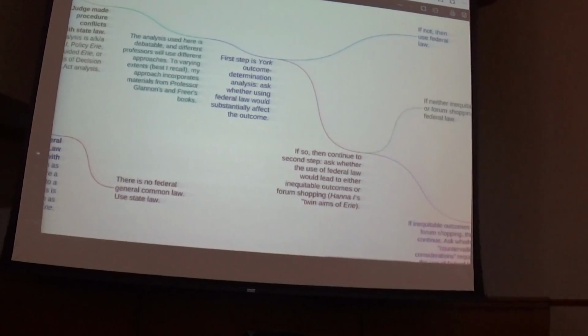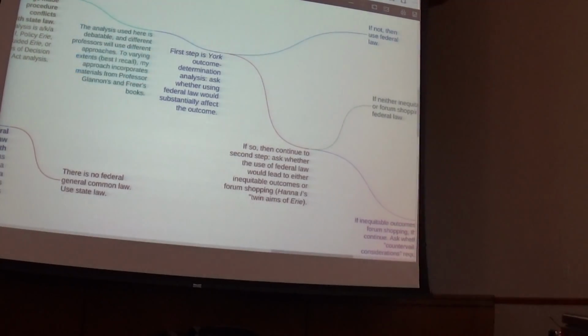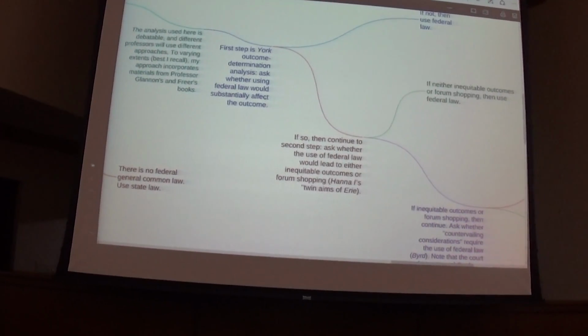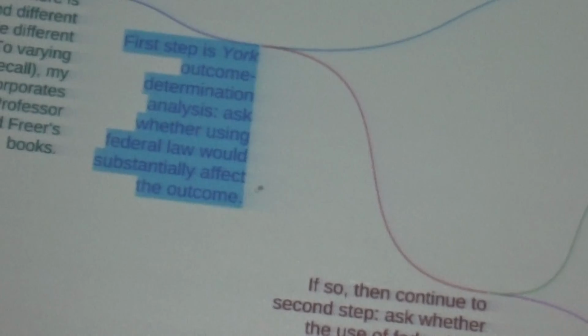All right, here's my approach, which I take from Freer and Glannon. First step is to do outcome determination. Would using federal law substantially affect the outcome? If so, move on to the next step.